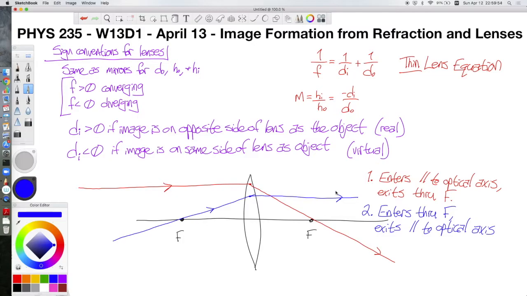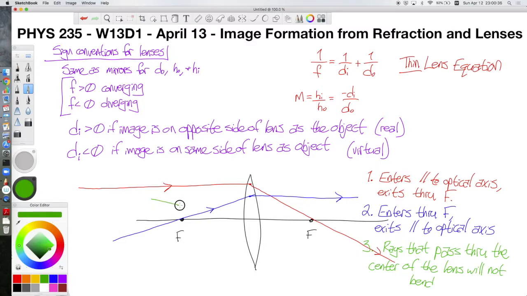Note that these rays I'm drawing are not coming from one object. I'm just drawing example rays of what this process might look like. And last but not least, any ray that passes through the center of the lens will not bend. So if we have a ray coming in here from the left that is going to pass directly through the center of the lens, then that ray will continue on without bending at all. And these are the three principal rays we're going to use in the 4 examples we're going to do in order to locate our image.